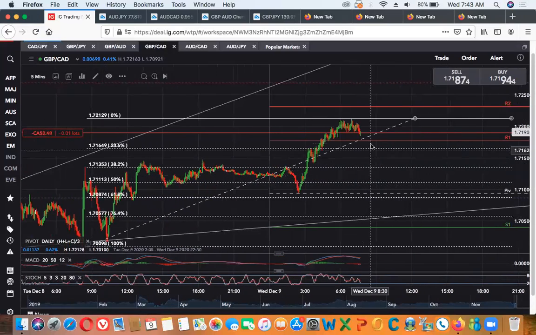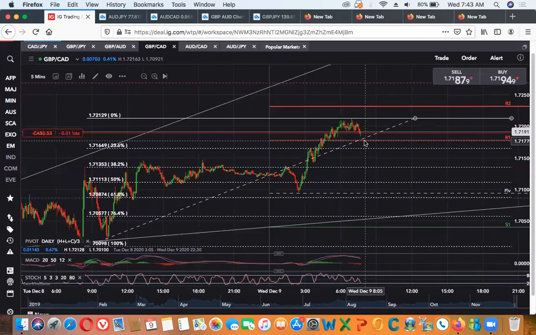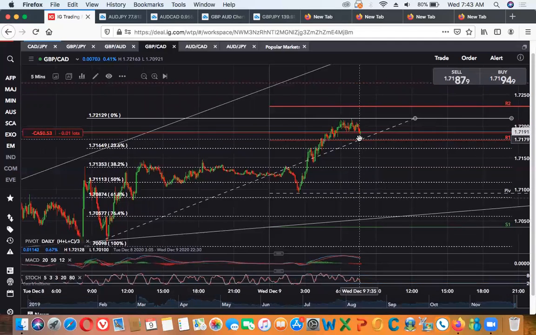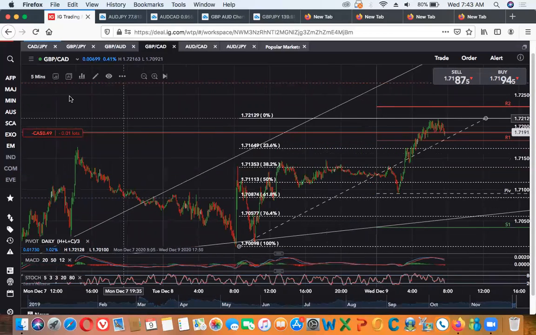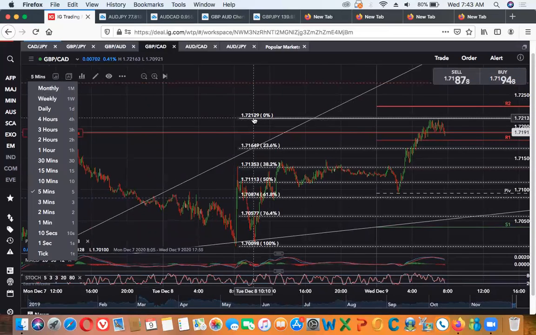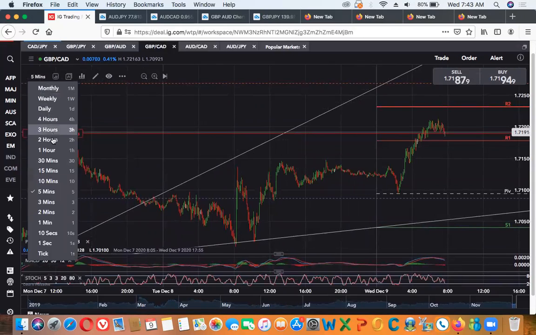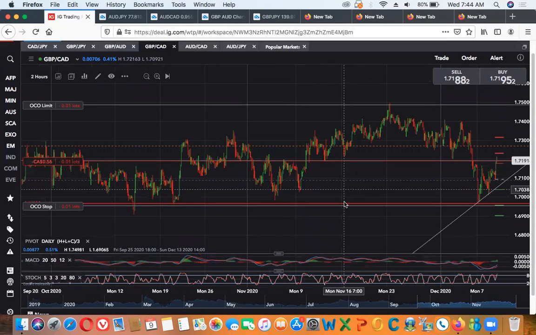The telltale sign is going to be if this R1 level really holds. If this R1 level holds, then it could continue to rise up. Let's go back out. Let's drop this off. Let's go back to the 2 hour time frame.